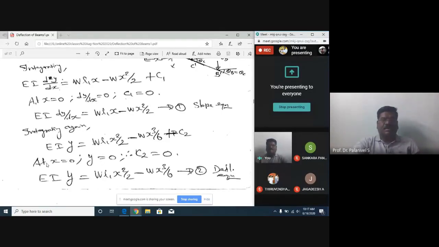Apply boundary condition. At x equal to 0, the slope and deflection are 0. At the fixed end, deflection is 0, which implies the integration constant is 0 there. Therefore, EIy is equal to WL1 x squared by 2. No C2 here. So this is equation 2. This is the differential equation, equation 1, the slope equation.